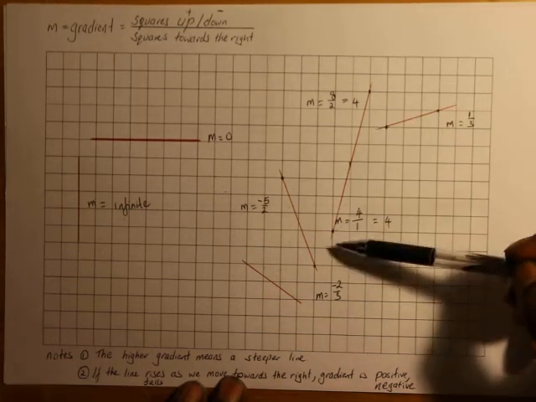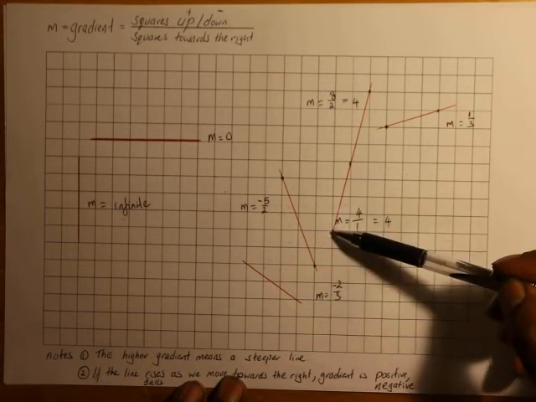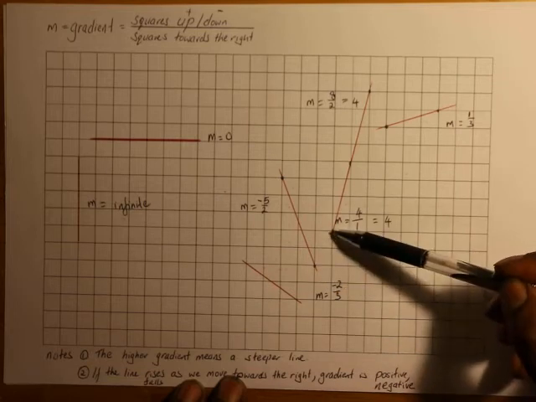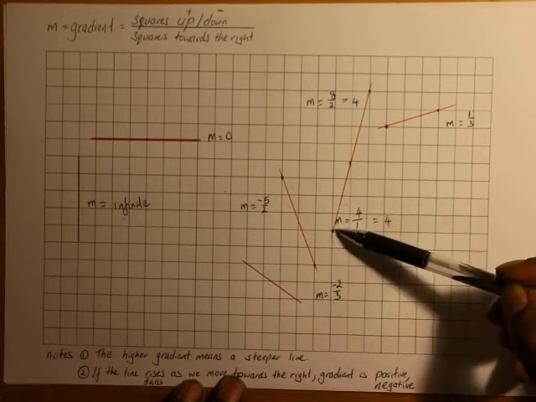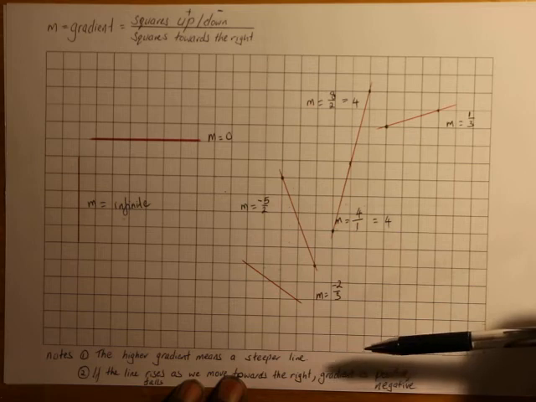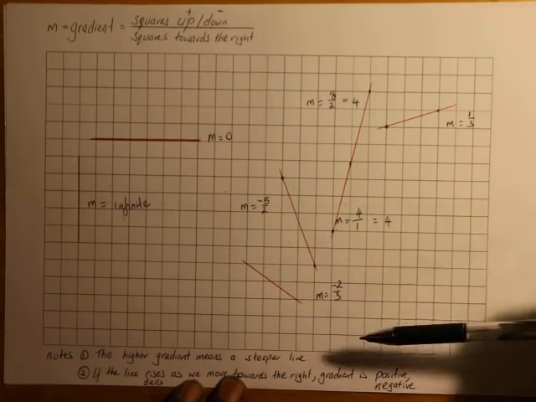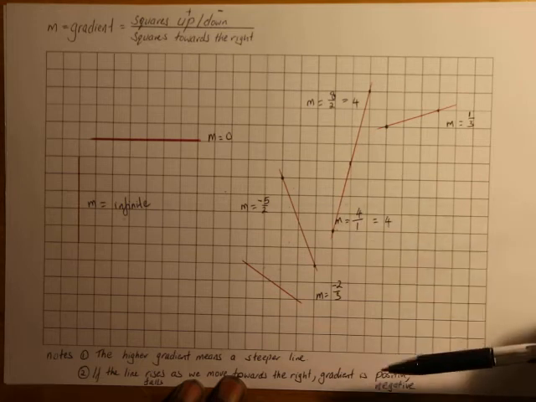Let's look at this line here. 2 points where it goes through the corner of the squares is here and here. To go from here to here, we went across 1. That's our denominator. And we went up 1, 2, 3, 4. That's your numerator. 4 divided by 1 is 4.